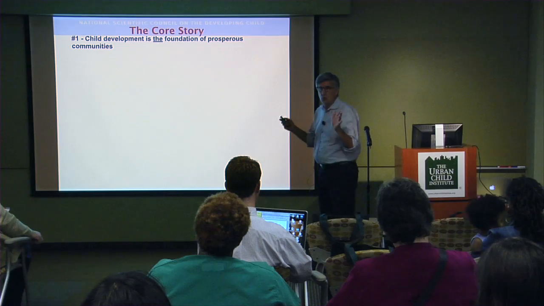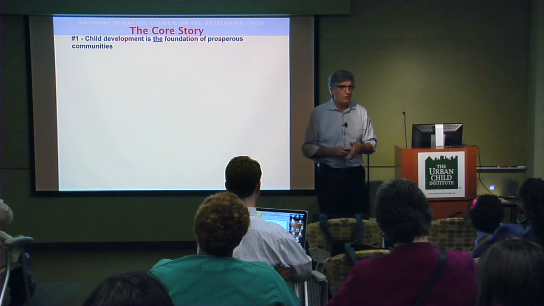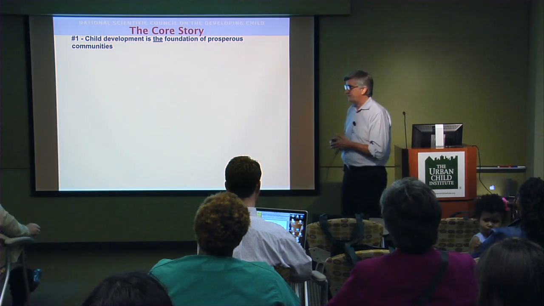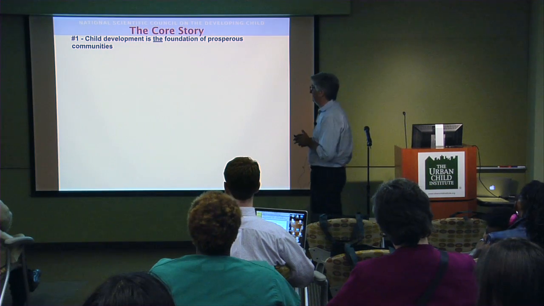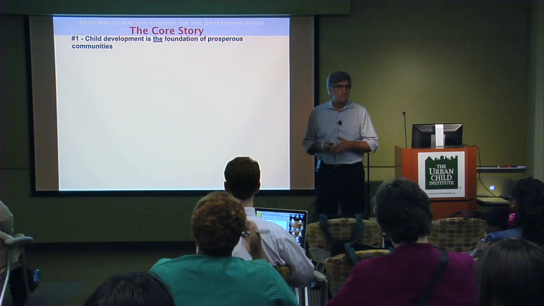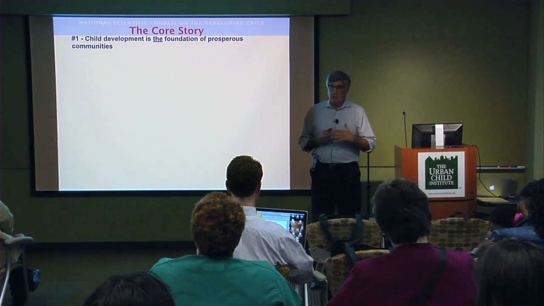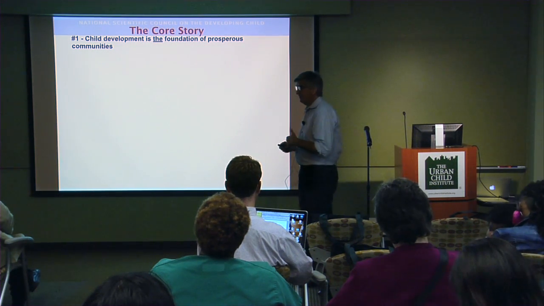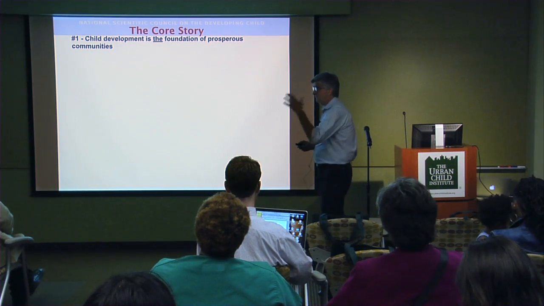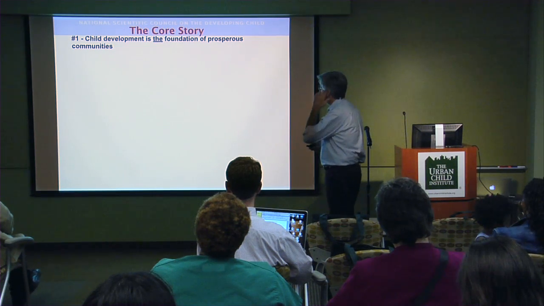Okay. So here's the core story of brain and child development that the Council developed over the last 10 or 12 years. The first is that child development is the foundation of prosperous communities. I've gone around to about 40 states to talk about this, and I think it's pretty clear that everybody embraces this for a whole bunch of different reasons, but they recognize this.